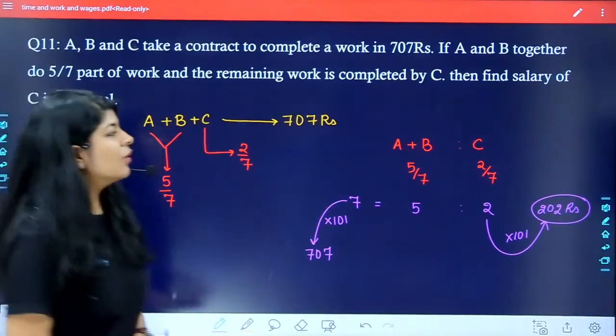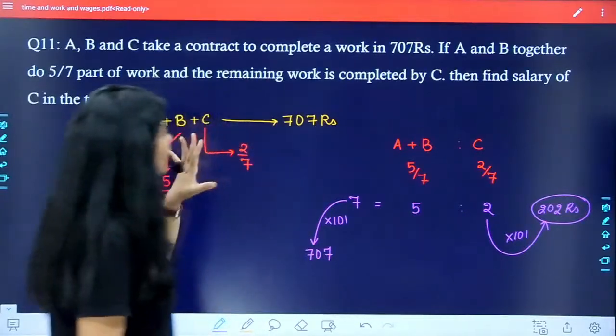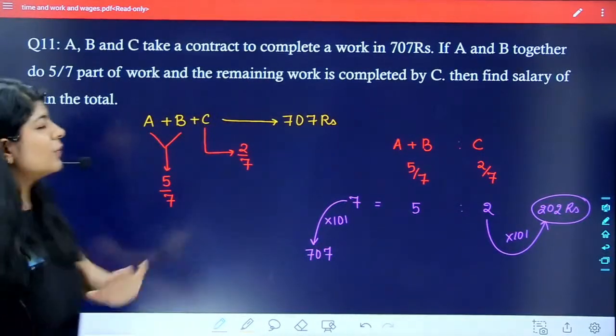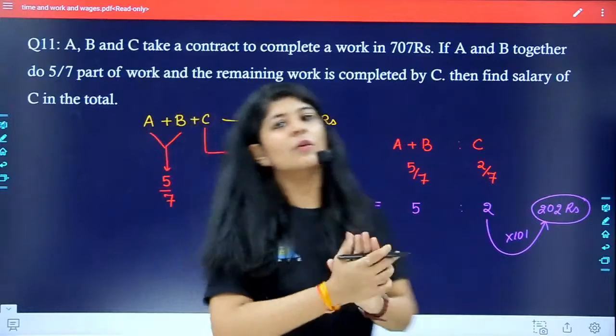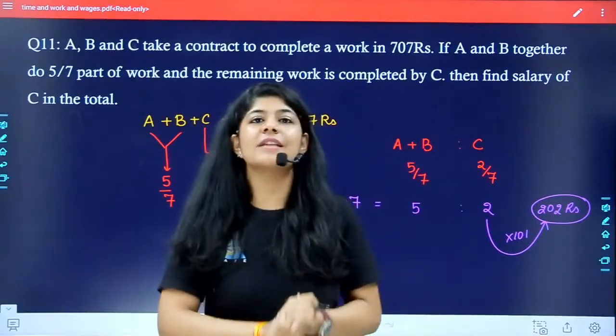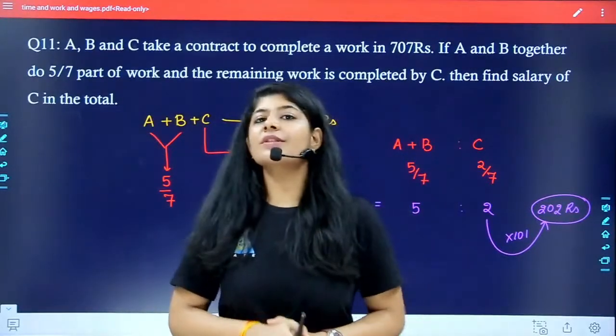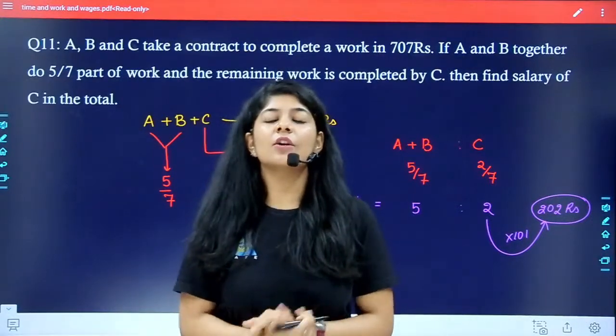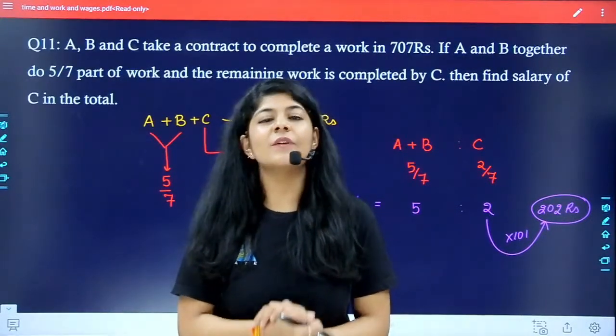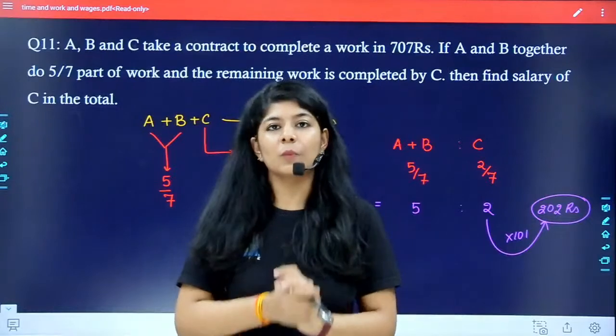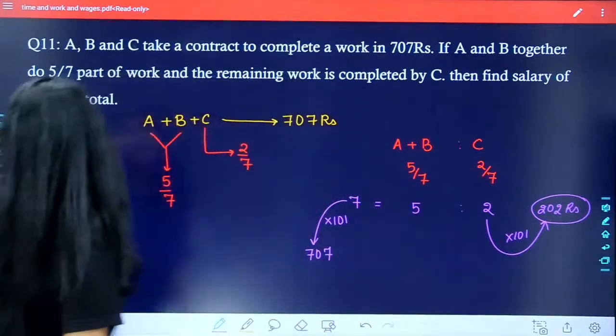Okay. So now with this question we just end our topic time and work and wages as well. In tomorrow's session, we are going to start our new topic, that is pipes and cisterns. It's quite similar to time and work. So let's end this session here only.